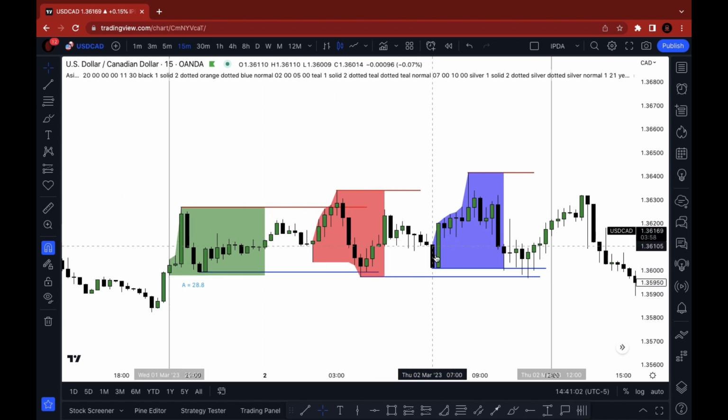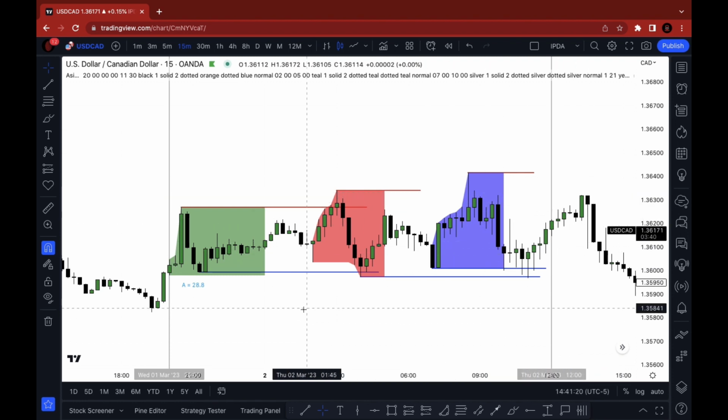Price then enters the New York session, rallies up, takes out a swing high, short-term swing high here, and also takes out the London session high. And then it turns around once again. Price comes down, takes out a New York session swing low, also takes out a London session low, swing low, and then price turns around.